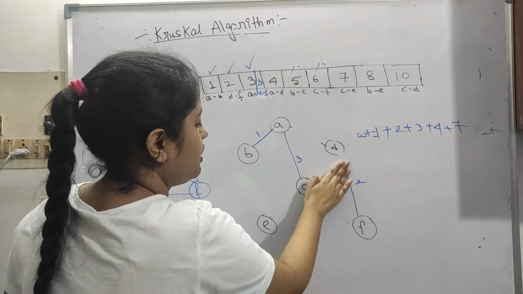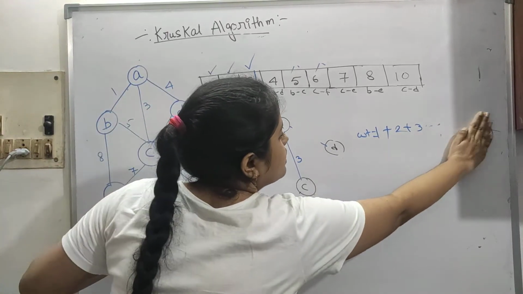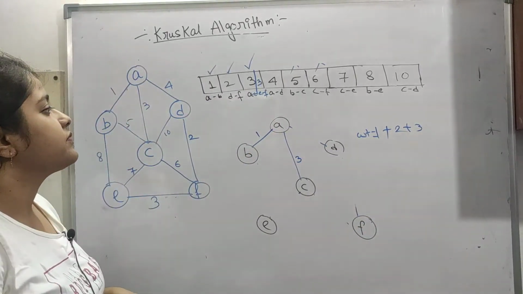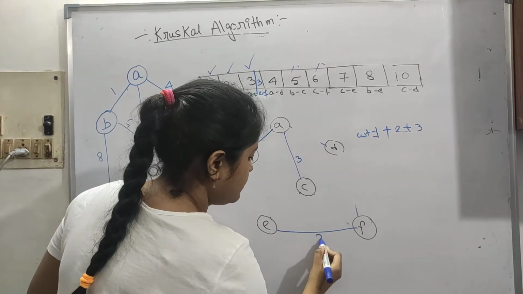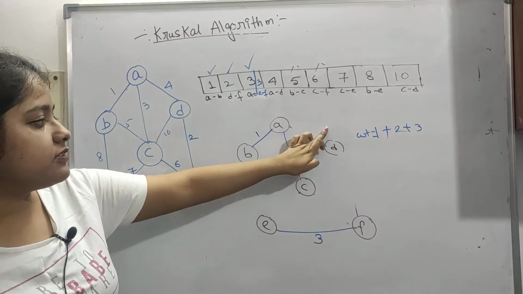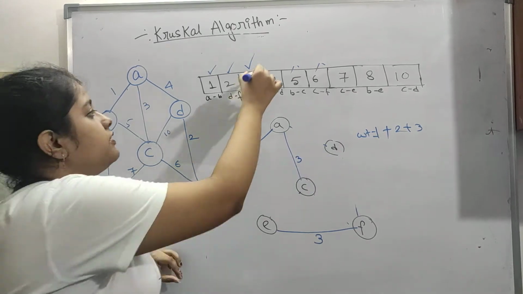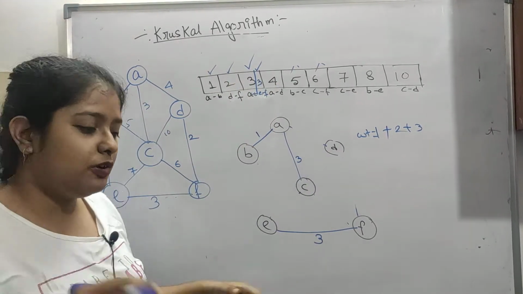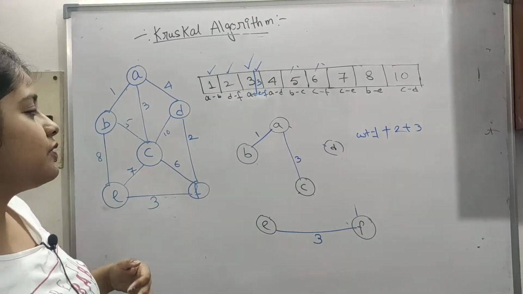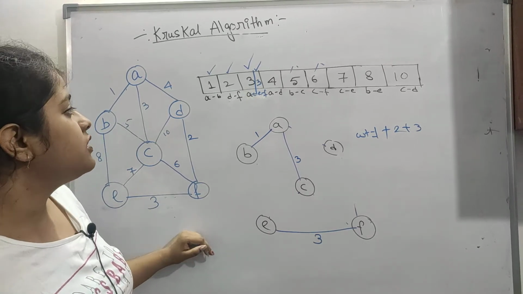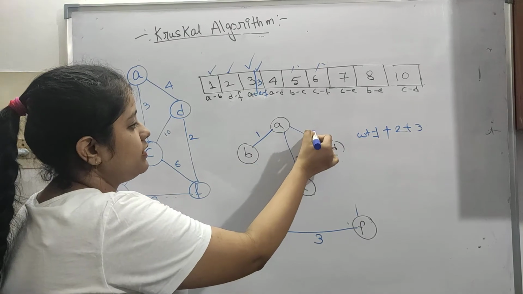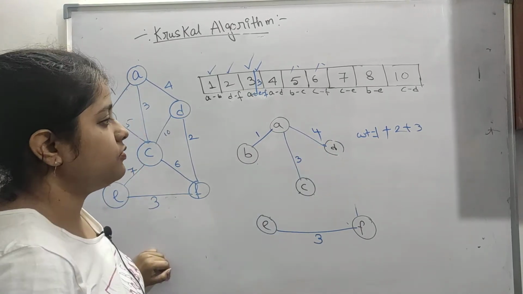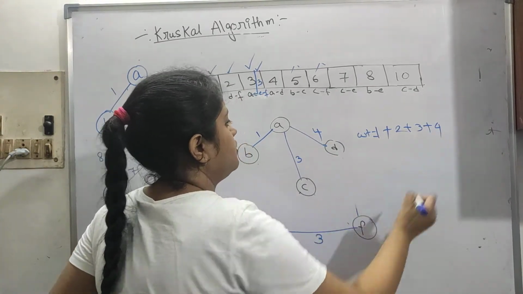Let's say we are going again, up till 3 is done. Next is 3, E and F. This 3 is taken. I was wondering how the weight was increasing. I told you to do it properly and I made the mistake myself. So 3 is taken. Next is 4 between A and D. No cycle is formed, so 4 is added.